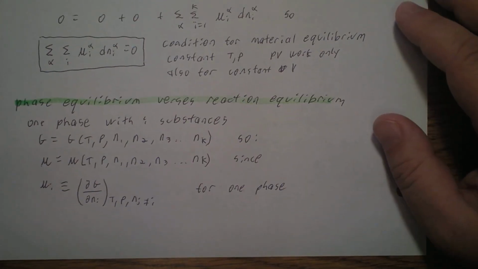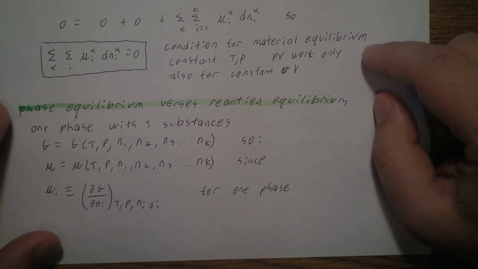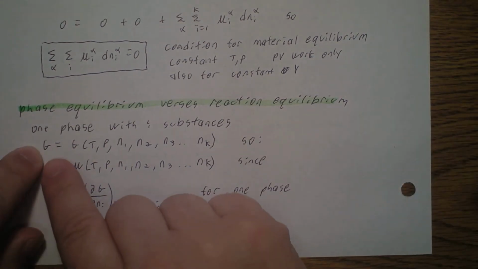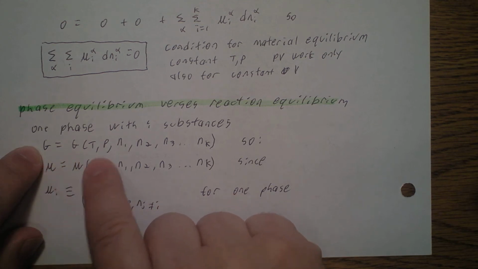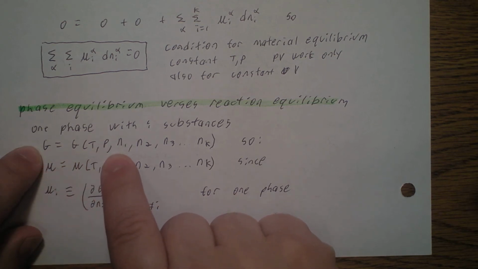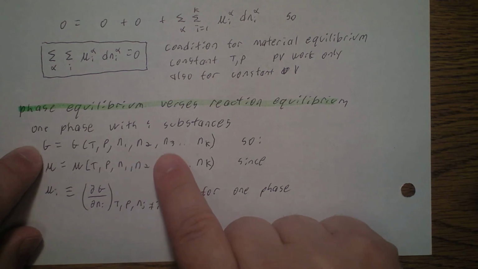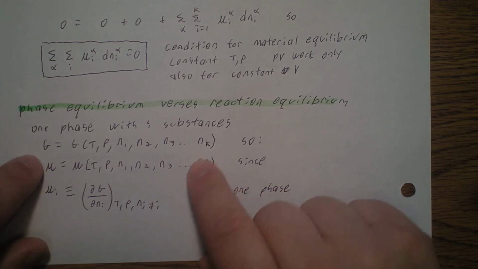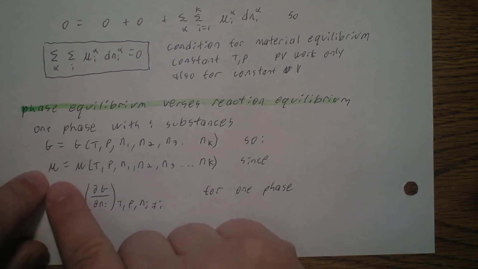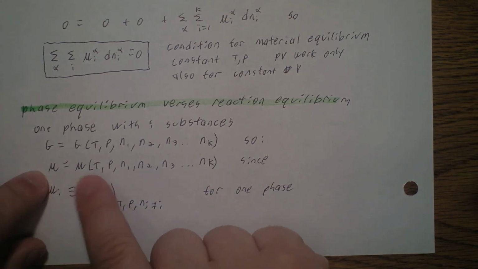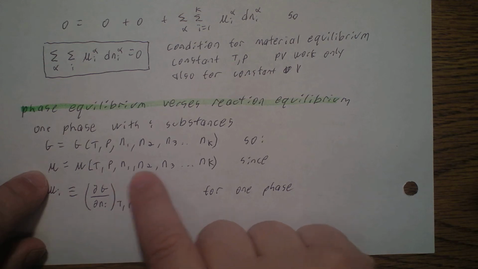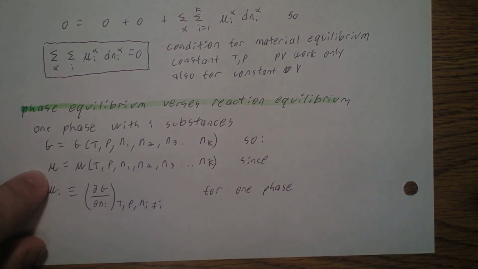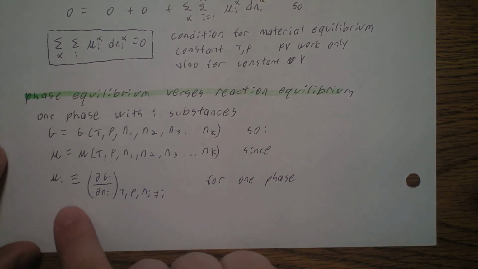Now let's compare phase equilibrium with reaction equilibrium. Let's say we have one phase with K substances. Then the Gibbs free energy is going to be a function of temperature, pressure, the number of moles of substance 1, the number of moles of substance 2, the number of moles of substance 3, all the way up to the number of moles of substance K. So we can say that the chemical potential is also a function of temperature, pressure, the number of moles of substance 1, substance 2, etc., all the way to substance K.